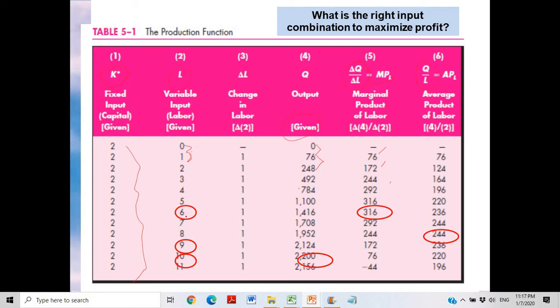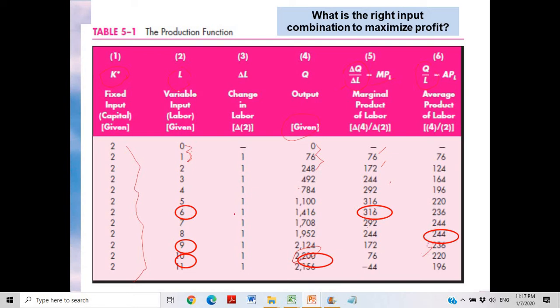If you look into the output, I circle this one, actually this 2200. If you can see, 2200 shows the maximum point of the input, and this is also the maximum MP before it drops. And this also shows the maximum AP before it decreases.